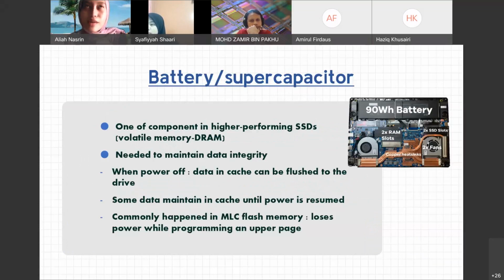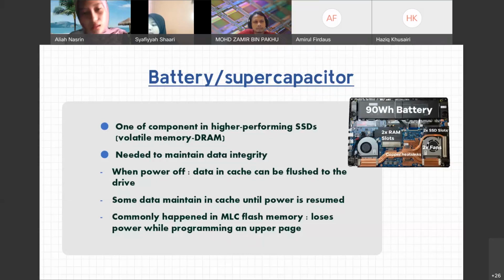In the case of MLC flash memory, which is multi-level cell flash memory, a problem called lower page corruption can occur when MLC flash memory loses power while programming an upper page. So the result is that the data written previously and presumed safe can be corrupted if the memory is not supported by the battery or supercapacitor. And this problem does not exist in SLC flash memory.